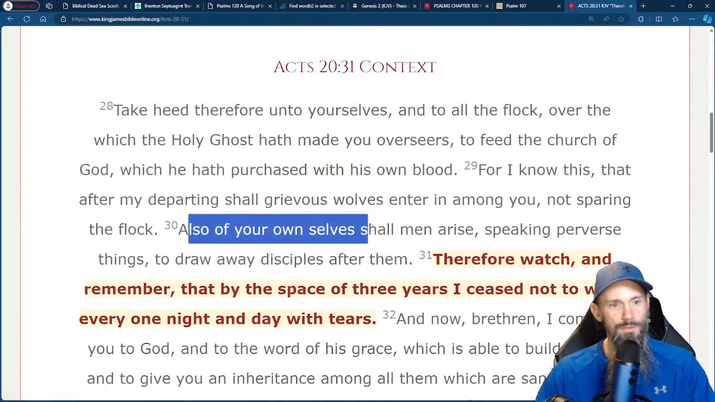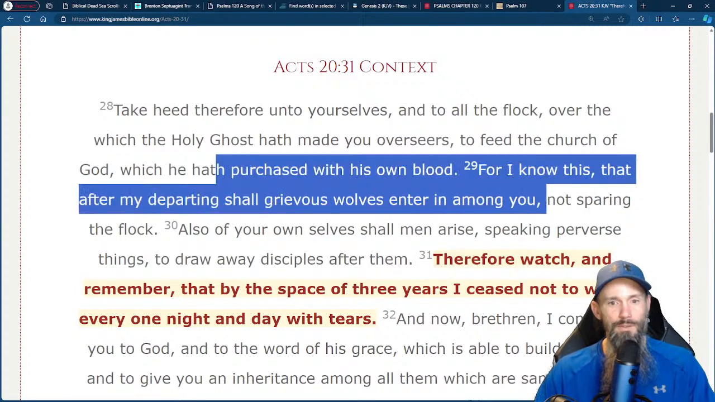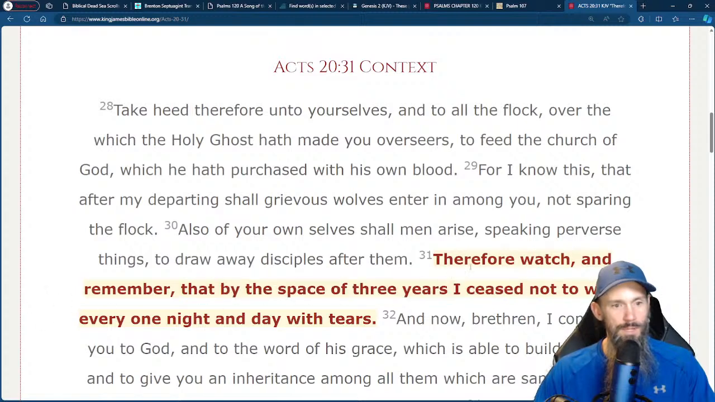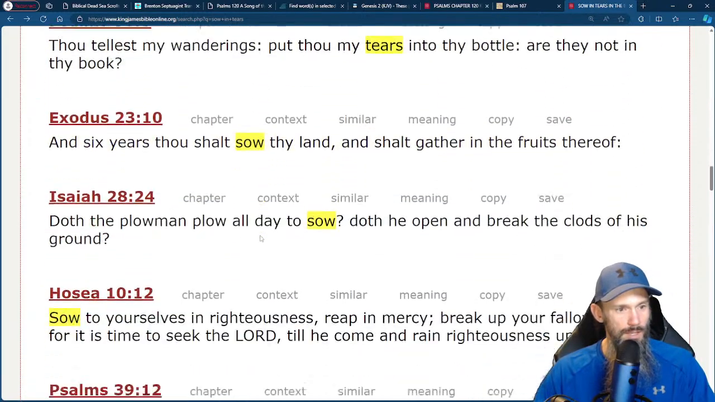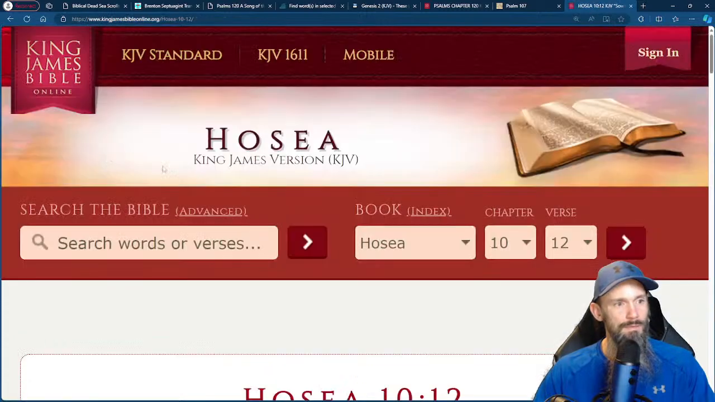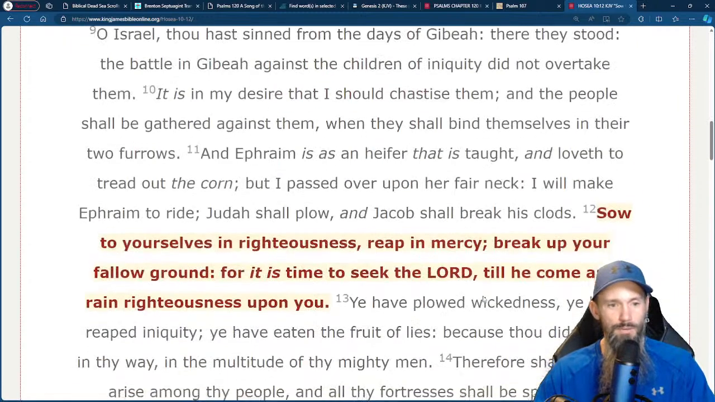Also of your own selves shall men arise speaking perverse things and draw away disciples after them. Grievous wolves shall enter in among you. That happened already. By the space of three years I cease not to warn everyone, night and day with tears. He was sowing with tears. Hosea 10:12. This is a good verse. Hosea, sow to yourselves in righteousness, reap in mercy, break up your fallow ground, for it is time to seek Yahuwah till he come and rain righteousness upon you.